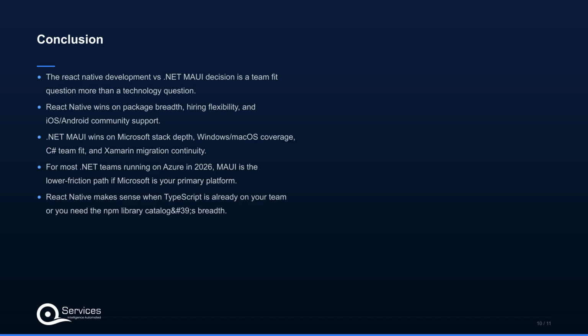Whichever direction you choose, architecture decisions made in the first 2 weeks shape everything that follows. Talk to a .NET mobile architect at Q Services to scope your requirements and get a direct recommendation based on your actual team composition, platform targets, and deployment context. We have built with both frameworks in production, and we will tell you straight which one fits your situation.